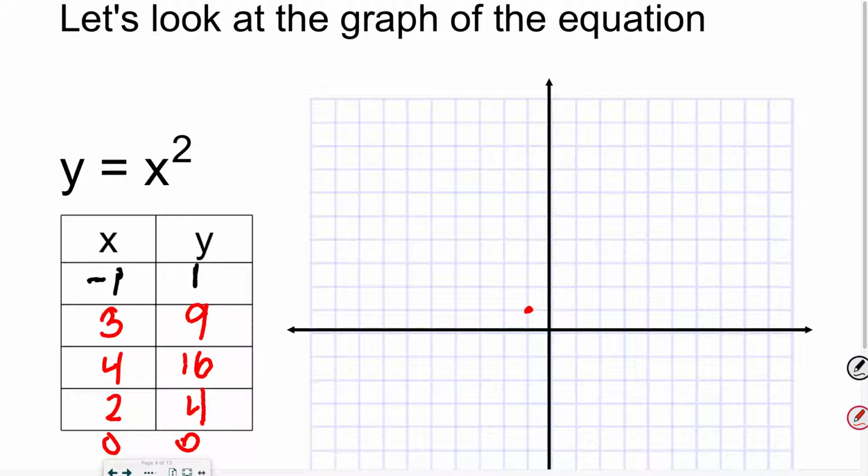1, 2, 3. Two and 4. 0, 0. That's my favorite one. What would you get if x was 1? If x is 1, y is 1. -2, y would be 4.